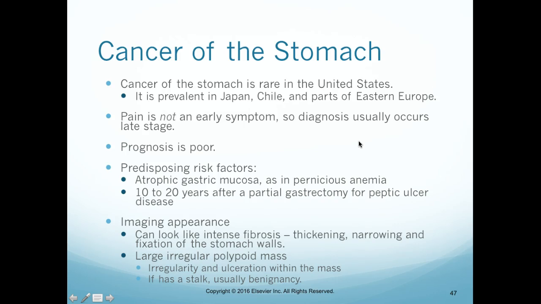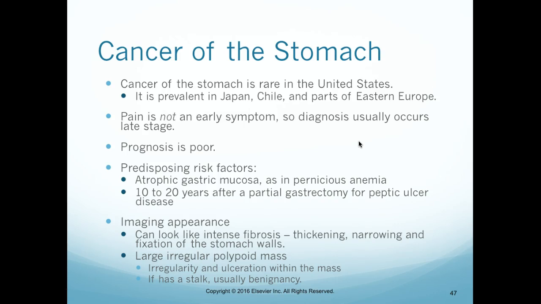All right, cancer of the stomach. It's rare in the United States. It's really big in Japan, Chile, and other parts of Eastern Europe. Pain is not an early symptom, so we don't usually catch it early, we catch it late. Same with esophageal cancer, colon cancer, any cancer of the intestinal tract, we miss because there are no signs or symptoms. So the prognosis is poor.